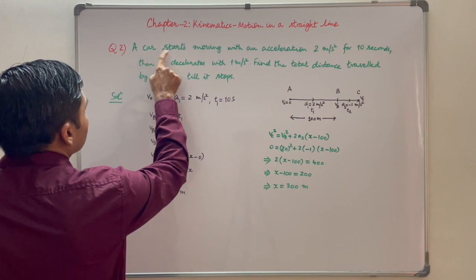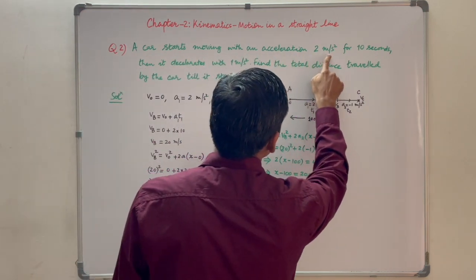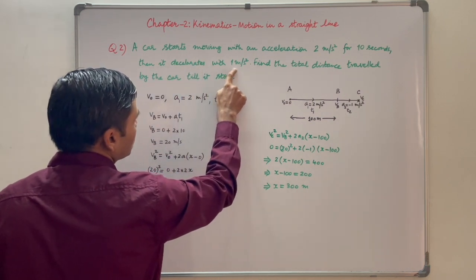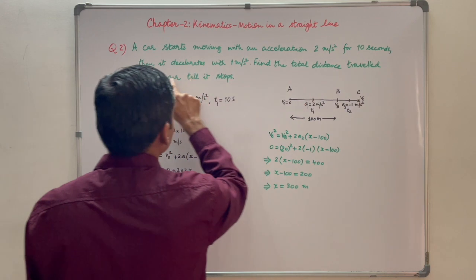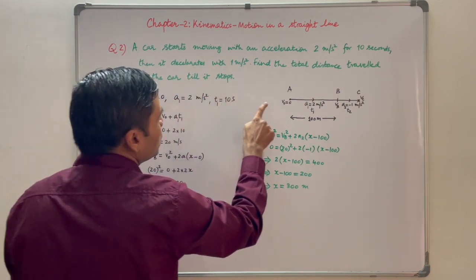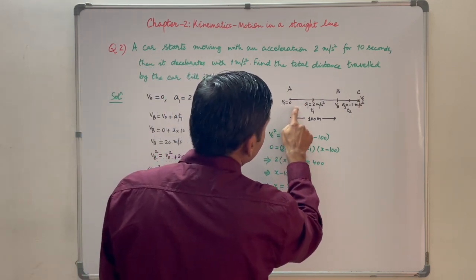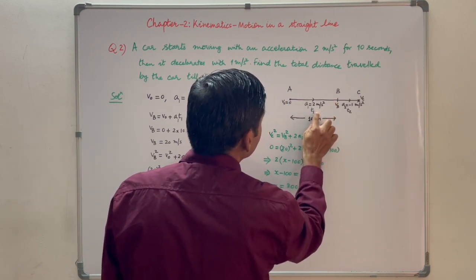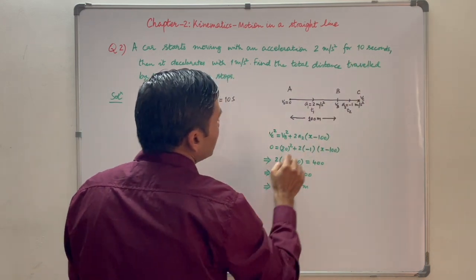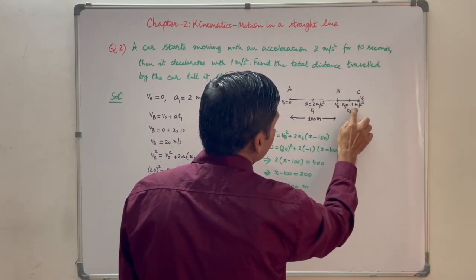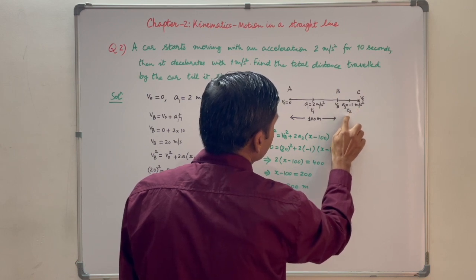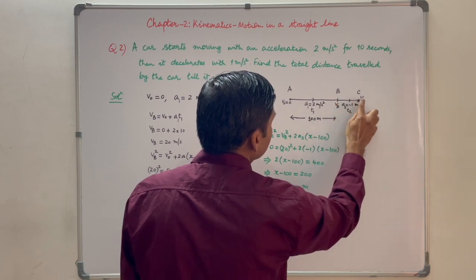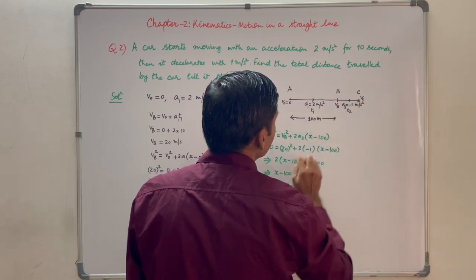Second question, a car starts moving with an acceleration 2 meter per second square for 10 seconds. Then it decelerates with 1 meter per second square. Find the total distance traveled by the car till it stops. Suppose car starts at A. It travels till B with acceleration 2 meter per second square and takes time t1, which is 10 seconds. From B to C, it decelerates at 1 meter per second square and takes time t2. Finally, at C, it stops. Its velocity at B is vb and at C it is vc. vc is equal to 0.